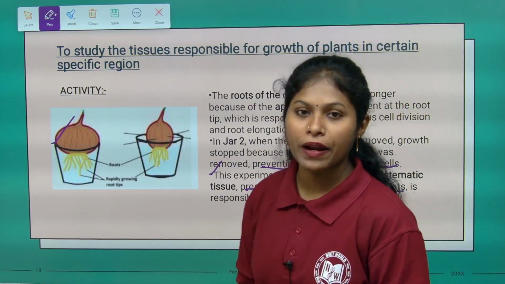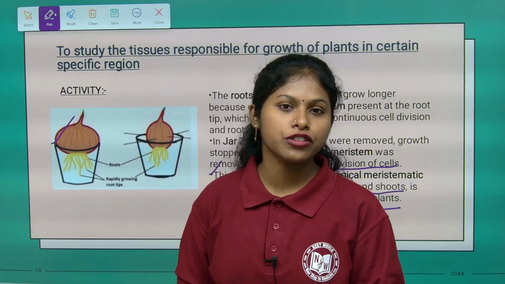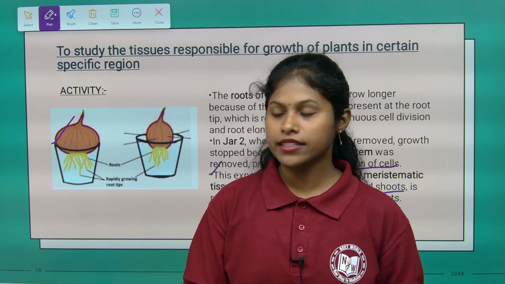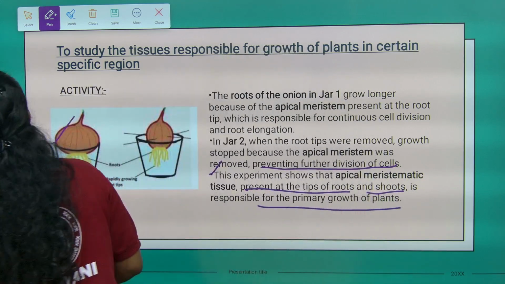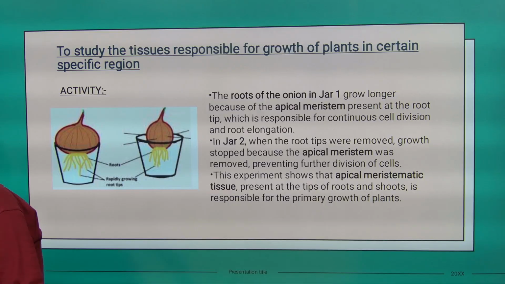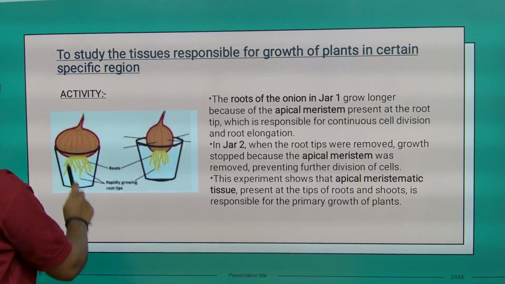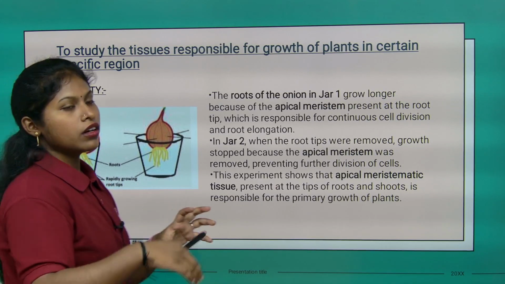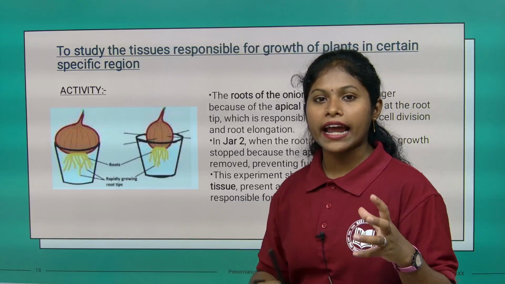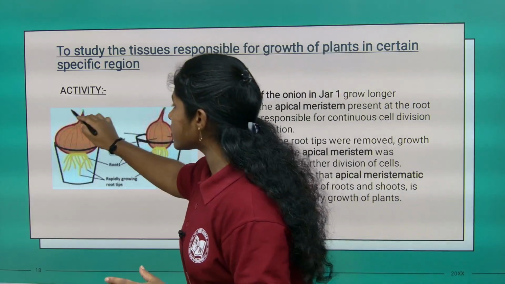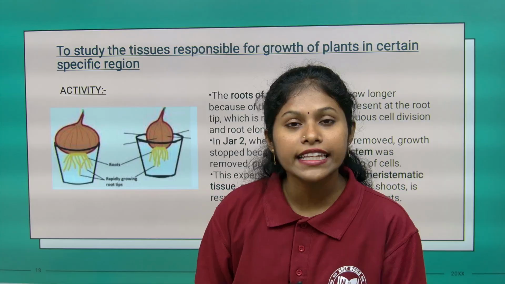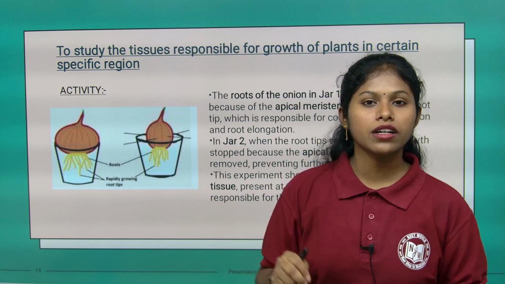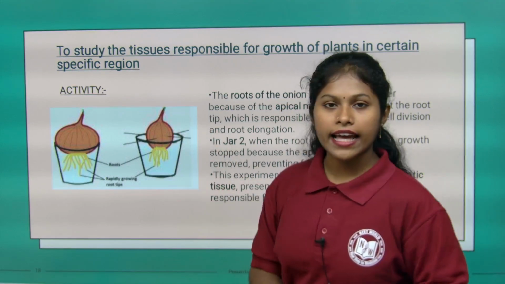For the primary growth of the plant, what tissue is required, children? Apical meristematic tissue is required. Meristematic cells actively participate in cell division and form numerous cells, right? So this is the experiment, children. In jar A I had not removed the root tips. Sorry, we are seeing the division in glass jar A. We cannot see the division in glass jar B because I removed the apical meristem in jar B.